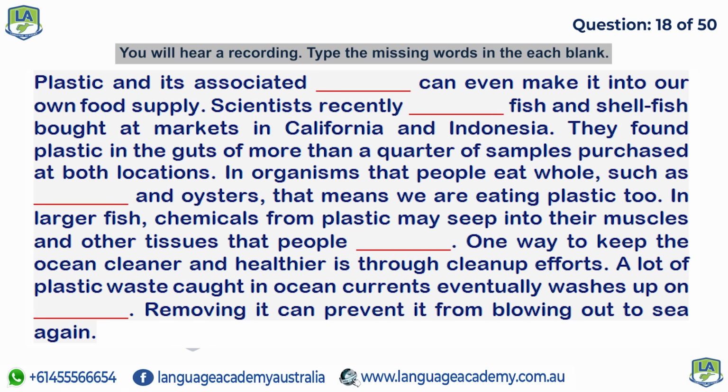Plastic and its associated pollutants can even make it into our own food supply. Scientists recently examined fish and shellfish bought at markets in California and Indonesia. They found plastic in the guts of more than a quarter of samples purchased at both locations. In organisms that people eat whole, such as sardines and oysters, that means we are eating plastic too. In larger fish, chemicals from plastic may seep into their muscles and other tissues that people consume.